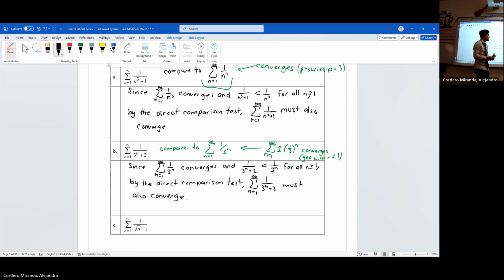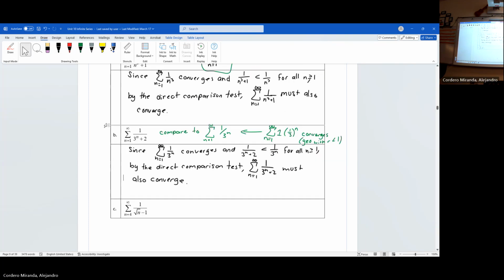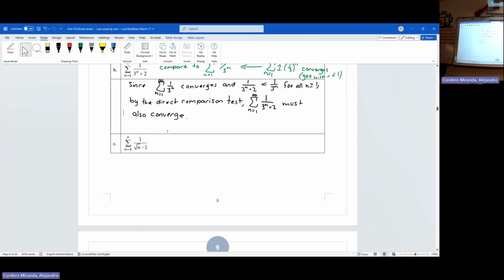Okay. And then last one on this page. There's that sum. Intuitively, what would you guys compare this one to? Yeah, exactly. If you haven't seen the pattern yet, compare it to the function of just n and then no extra constant added. Right. So I'm gonna compare this to the sum from n equals 4, because this one starts at 4, 4 to infinity 1 over square root of n.